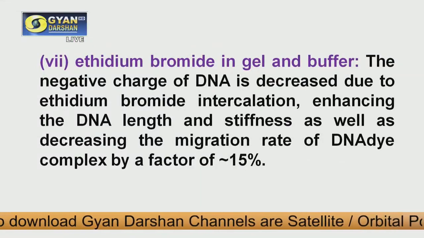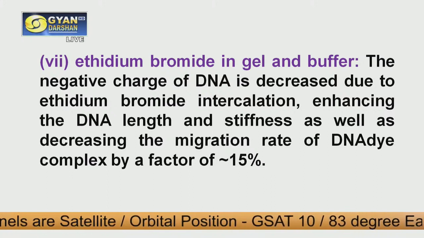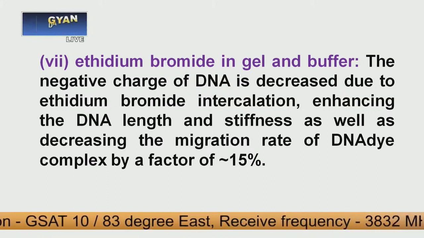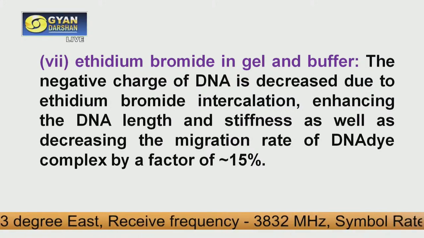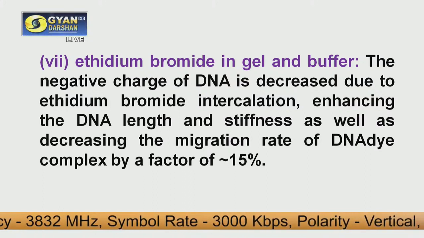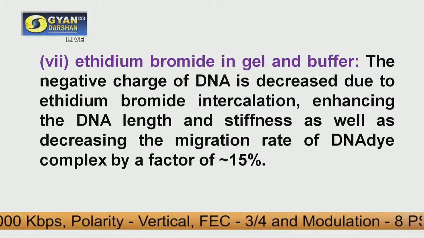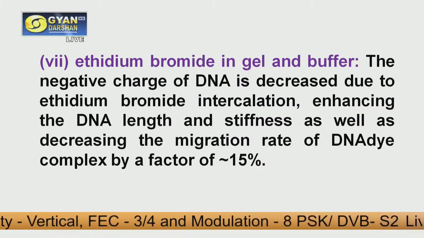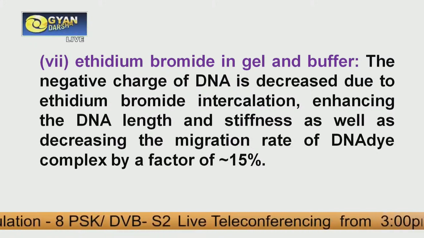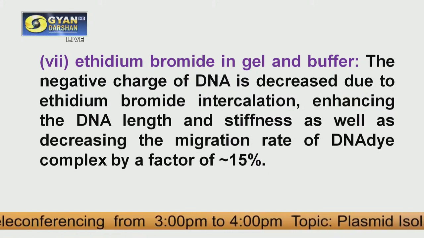Ethidium bromide in the gel. Now what is the function of ethidium bromide? Ethidium bromide is an intercalating agent. And we normally use ethidium bromide to visualize the DNA under a UV transilluminator. So you have to stain the DNA molecule using ethidium bromide. You can use ethidium bromide in the gel, or you can stain the gel separately after running the DNA. Or you can add ethidium bromide when you are preparing the gel. That also you can do.